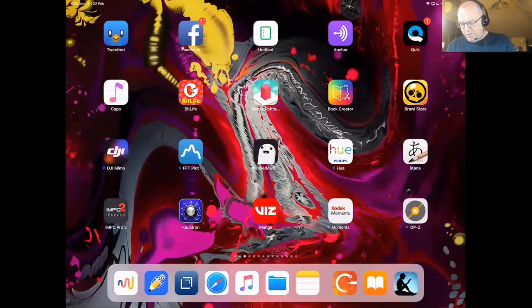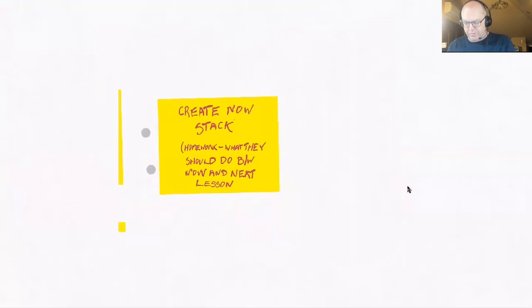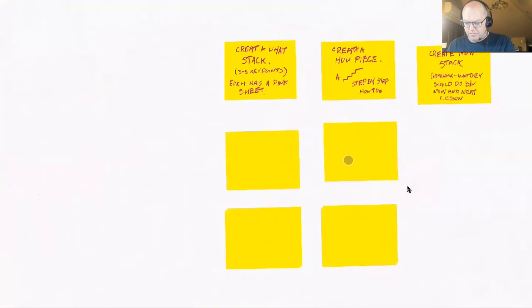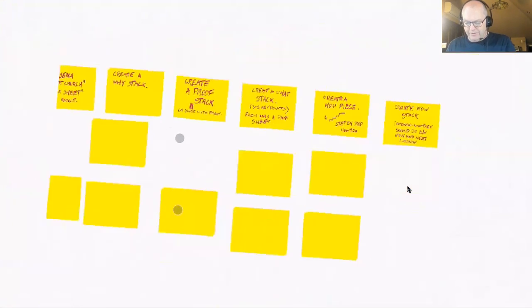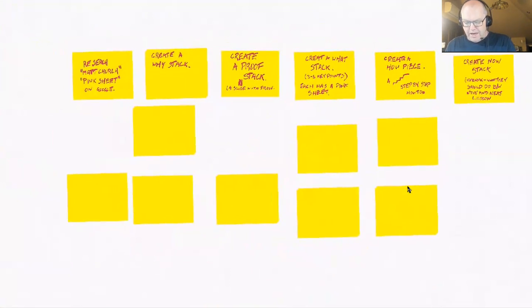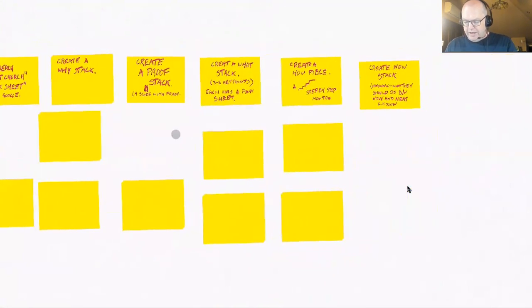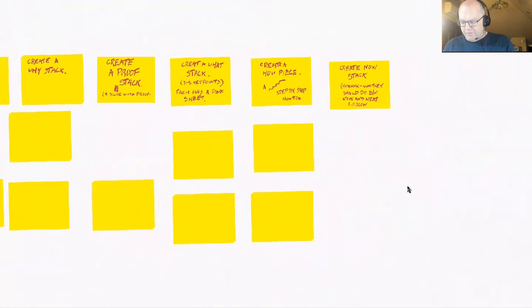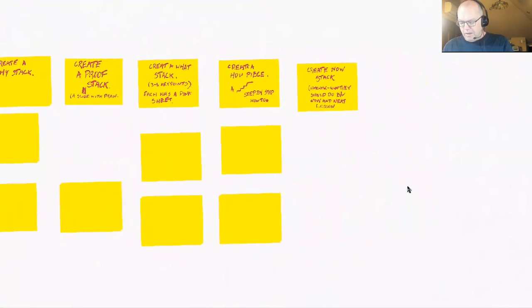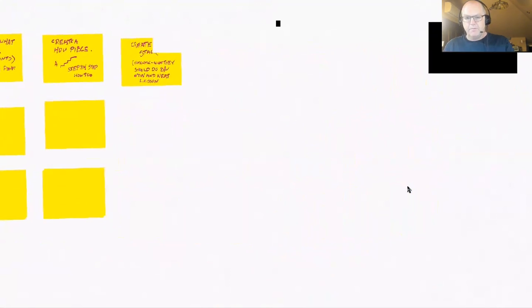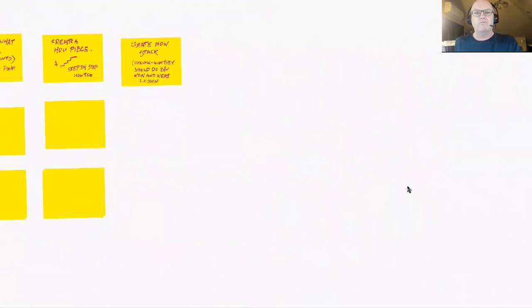All right, so let's have a look where we're at. Let's zoom out a little bit here. "I'm loving this. This is so cool." Okay, so we've got research Matt Church, pink sheet on Google. We've got create a why stack. We've got create a proof stack, a slide with proof. Create a what stack, 3 to 5 key points, has a pink sheet. Create a how piece and create a now stack. Cool. But we still haven't designed our course yet, right? Which is the signature system. So let's keep going.